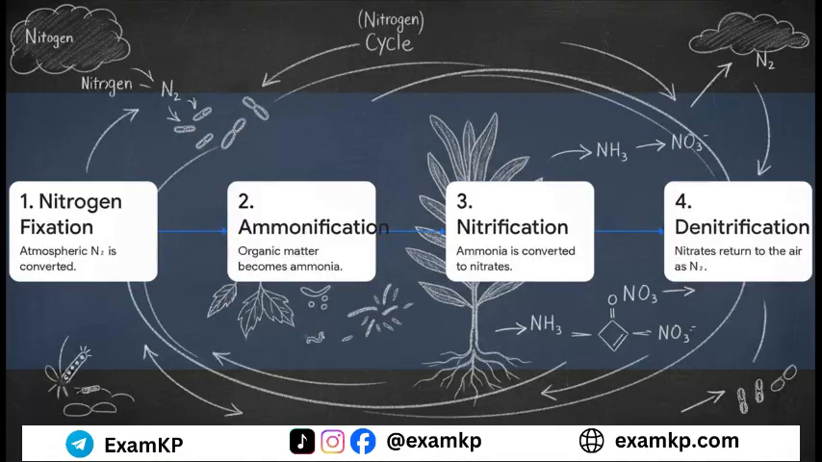Now, that whole cycle can look complicated, but let's break it down into 4 key stages. Ready? Number 1, nitrogen fixation. That's grabbing nitrogen from the air and locking it in the soil. 2, ammonification. When dead things decay, they release ammonia. 3, nitrification. This is where bacteria turn that ammonia into nitrates, which is what plants can actually use. And finally, number 4, denitrification, where other bacteria send the nitrogen back to the atmosphere. Know these 4 steps and know them in order.